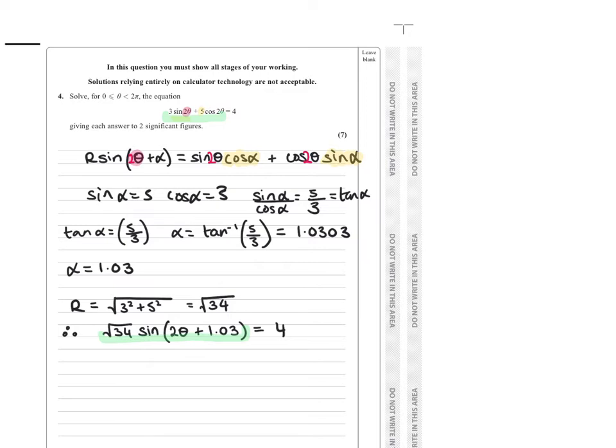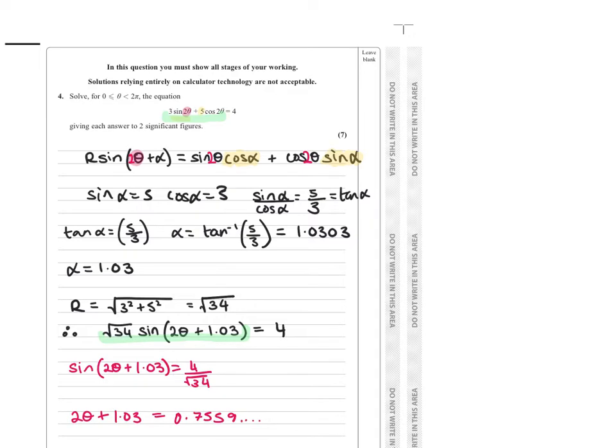So, step 1. Sine of 2 theta plus 1.03 equals 4 over root 34. So that means 2 theta plus 1.03 equals the inverse sine of 4 over root 34, which is 0.7559. Okay, and it keeps going.